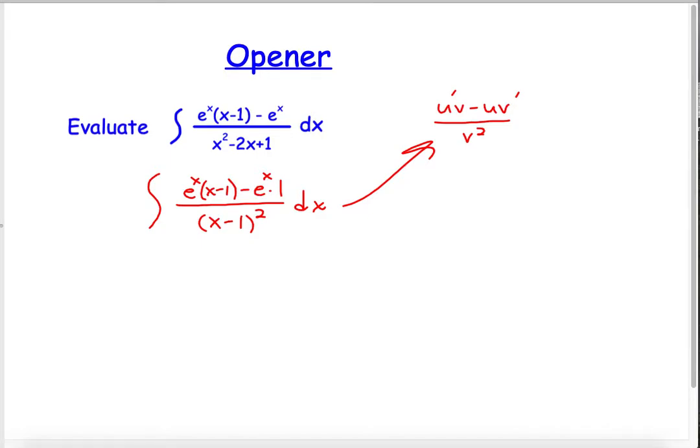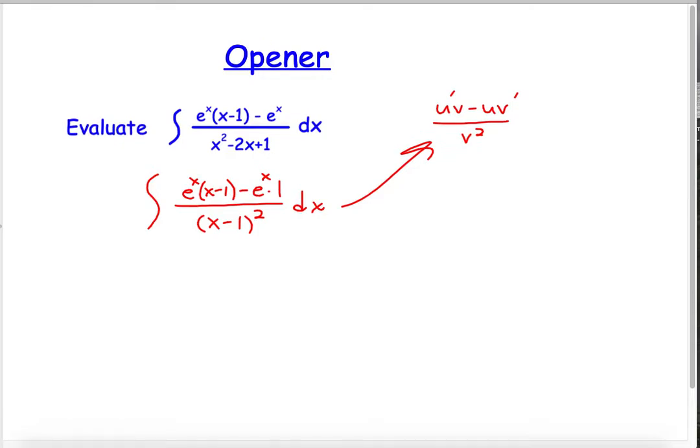So, what is the v? I think that would be the easiest to identify. So the v is going to be x minus 1. And then what is the u? Well, look in the numerator. The u is right here and the derivative of u is right here. Well, e to the x is its own derivative, so u is e to the x. So I think we've got it now.